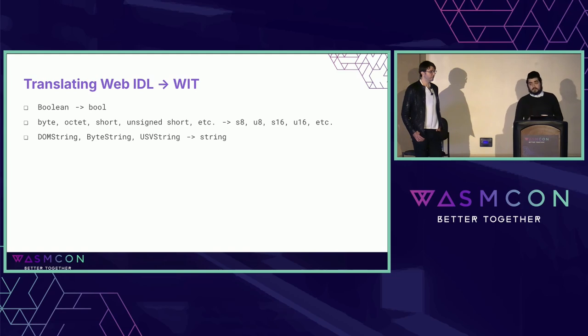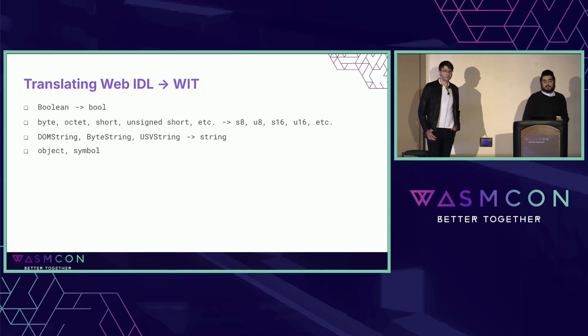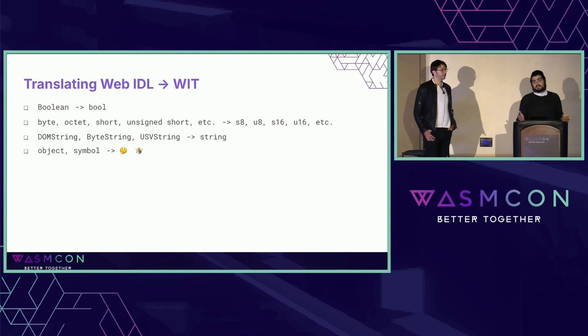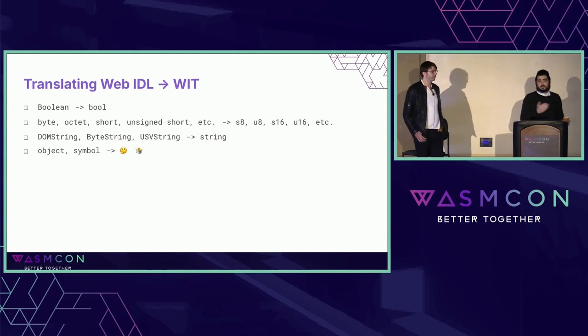But that doesn't mean that everything is easy to translate. Some of them are really hard to translate. So how do we translate objects or JavaScript symbols? It's not clear. We're not sure. And we have some ideas, but we haven't really solved it yet. So we would like input from the community. If you have any thoughts on how to do that in WIT, we would love to hear them. But that doesn't really hold us back from making progress. We can make progress with the other types.